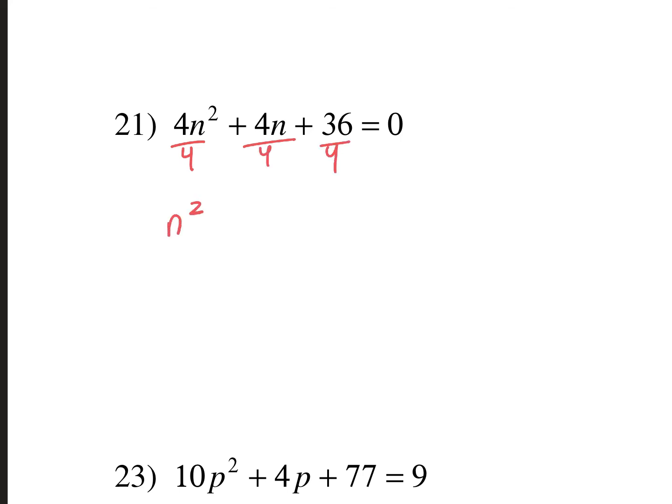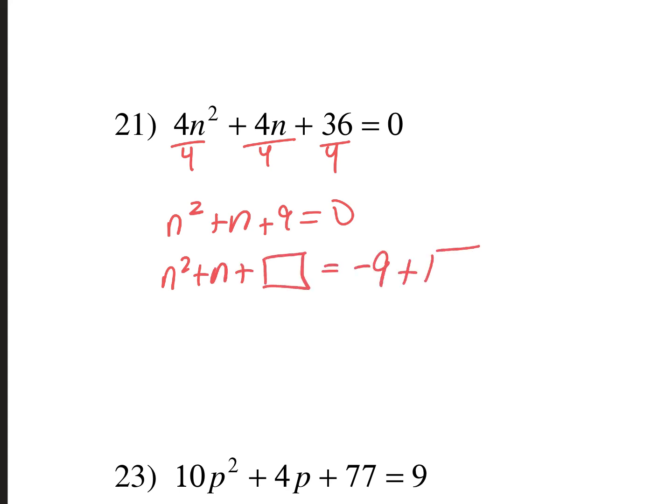n squared plus n plus 9 equals 0. Agreed? Okay, so we'd have n squared plus n plus our box equals negative 9 plus the box, right? I take my b term, which is 1, and I divide it by 2. See what happens? I don't write any more of this.